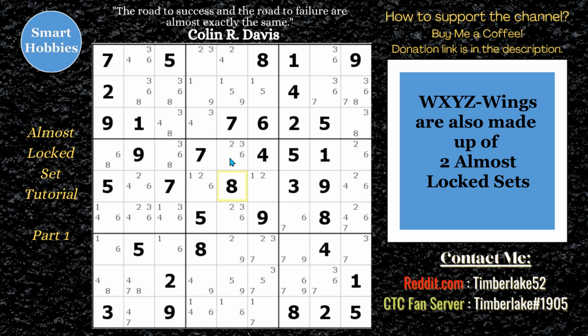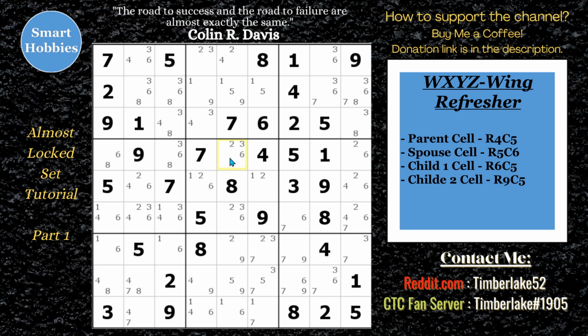WXYZ-Wing content. If you remember WXYZ-Wing, you need 4 candidates that are in 4 different cells. You need a parent. This is the one that sees all the other cells. You need a spouse. The spouse has to be a bi-value cell. It shares one candidate with the parent, and it shares another candidate. It's called a restricted candidate.